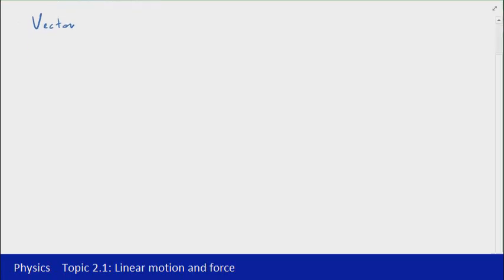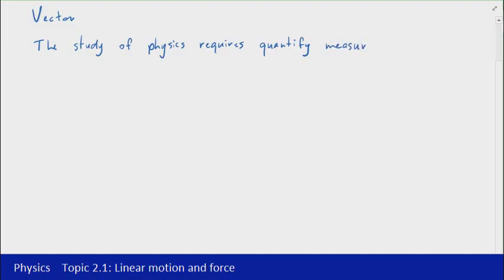Now, in order to explain what a vector is, we first of all need to be aware of the fact that the study of physics is basically about measurements and quantities. So the study of physics requires quantifying measurements. So being able to state how big something is, or how fast or how far, whatever the case may be. And in quantifying measurements, we can group them into two different types.